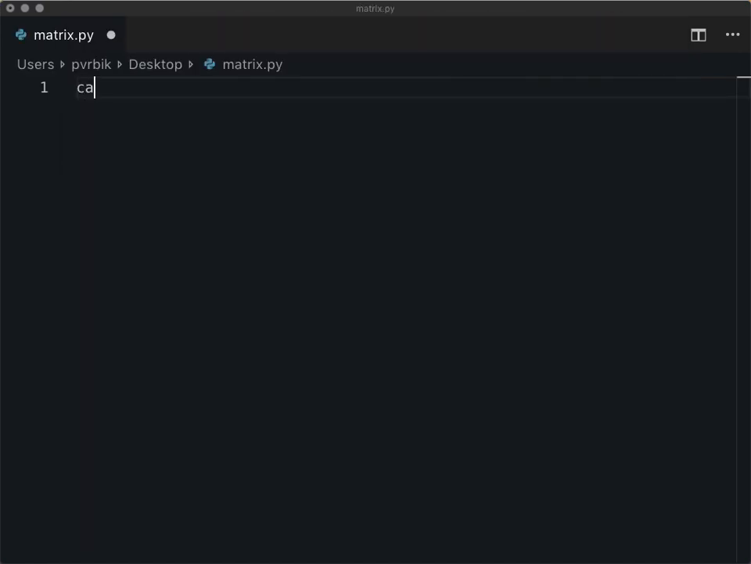Matrix.py. Okay, so let's create a class for a 2x2 matrix. So what are we going to need for this? So this is a 2x2 matrix.